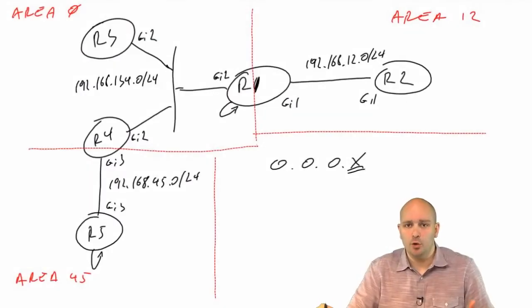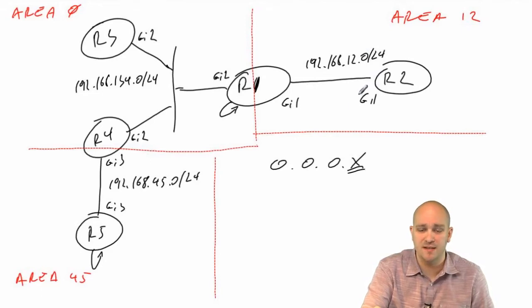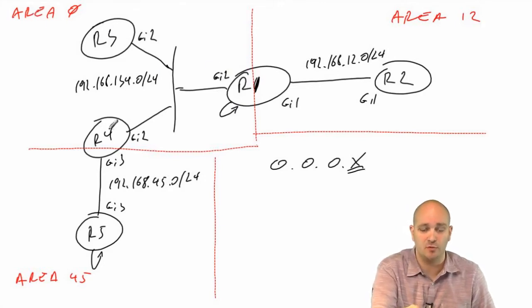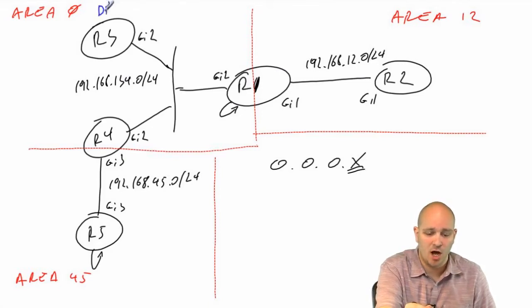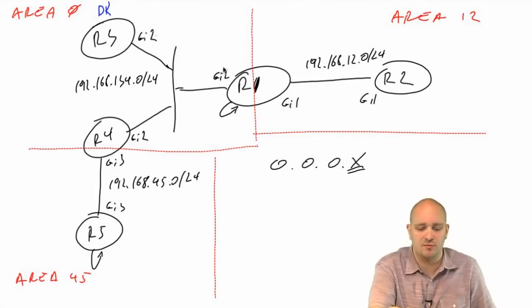To do that, I'm going to start from R2. I'm going to verify that this interface is enabled for OSPF. I'm going to make sure that I do have the neighbor with R1 in area 12. Then I'm going to move on to R1. I'm going to make sure that I have the neighbor with R2 in area 12, that my loopback and gigabit 2 are advertised in area 0, and that I have neighbors with 3 and 4 here. And you might remember that in this setup, R3 is our DR, even though it's not going to be relevant for anything, but just as a reminder.